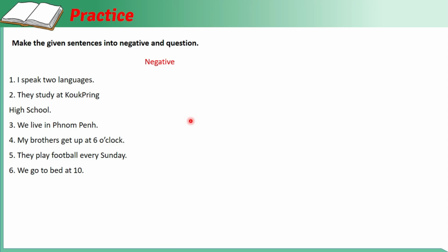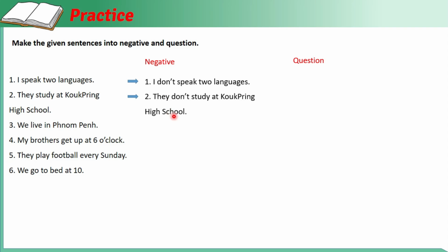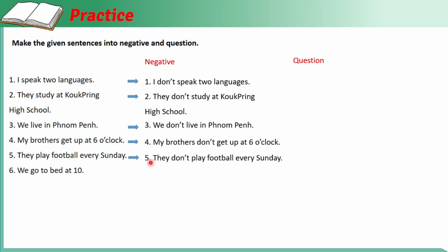Okay, negative and question. Number 1, I don't speak two languages. Number 2, they don't study at Kokpring High School. Number 3, we don't live in Phnom Penh. Number 4, my brothers don't get up at 6 o'clock. Number 5, they don't play football every Sunday. And number 6, we don't go to bed at 10.